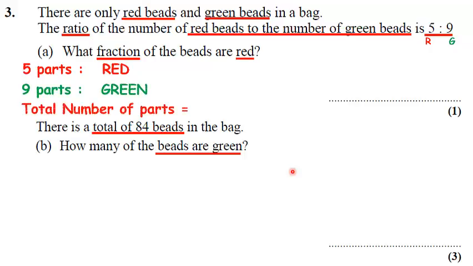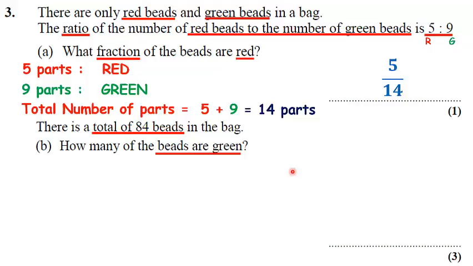So how many parts is that altogether? The total number of parts is 14. So the fraction of beads that are red is 5 out of 14. So I could just write that as a fraction, 5 over 14. Okay, I could use a similar technique to work out the fraction that are green if they asked me that.